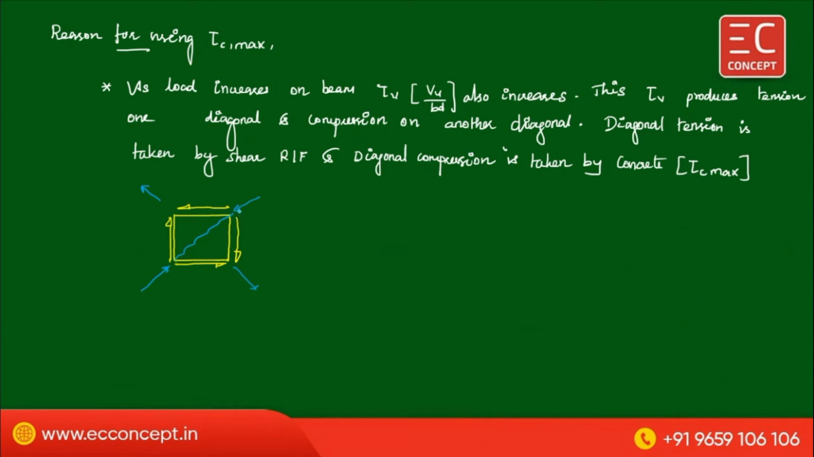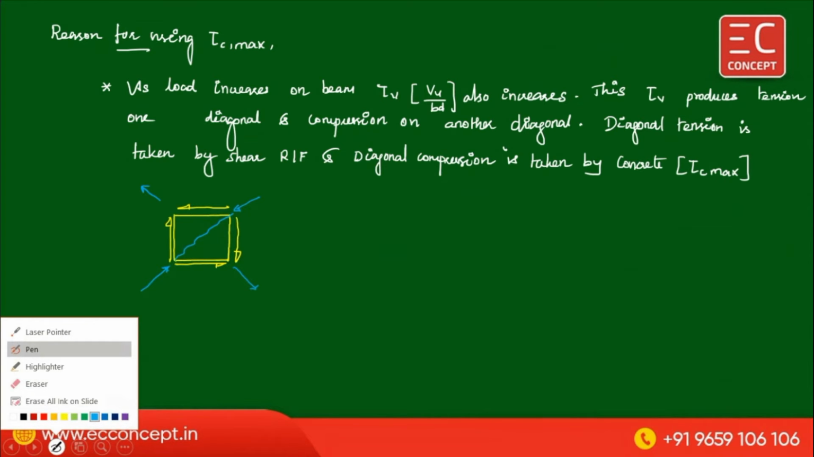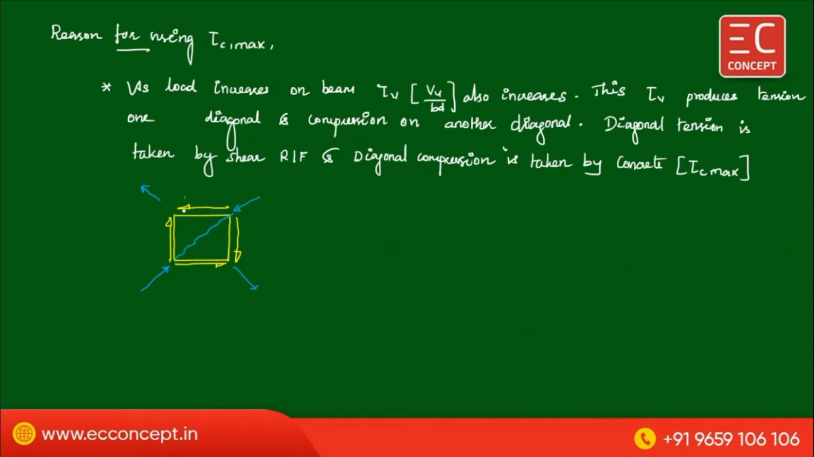Now see, this concrete element is subjected to two stresses. One is a diagonal tension, which is taken by the shear reinforcement. So you have to put a shear reinforcement in order to take this diagonal tension. Now, one more force is there, that is diagonal compression. This is the compression, this is the tension. This compression will be taken by concrete itself. That is tau c max.